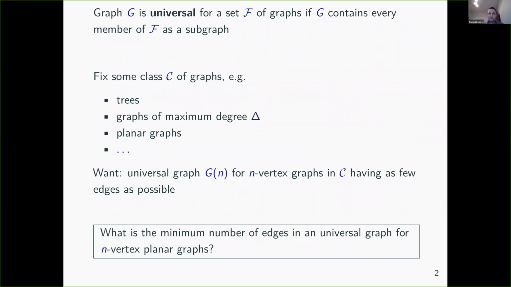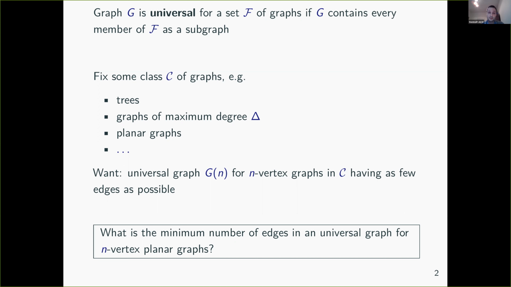And so let me dive directly into the topic. So what is a universal graph? Typically you look at some set of graphs and you want a graph that contains every graph in your set as a subgraph. So what you typically do is you pick some class of graphs of interest, say, for instance, trees, graphs of maximum degree at most 10, planar graphs, whatever class of graphs you like. And what you typically do is you fix the number of vertices. Say you look at graphs on n vertices, and you want a universal graph for the n-vertex graphs in your class, and you want a nice one.